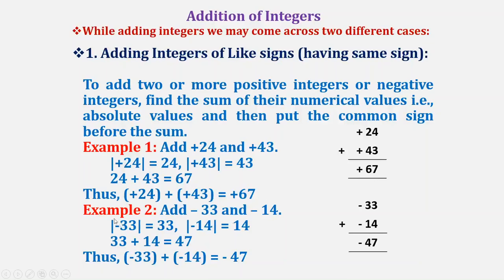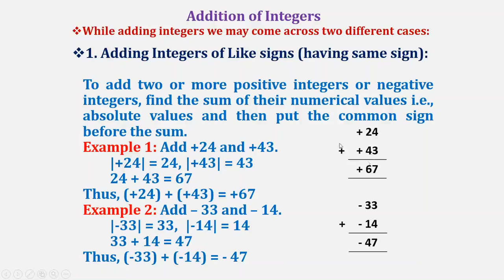Next, take another example, example 2: add minus 33 and minus 14. Here minus 33 and minus 14 have the same sign, so they have like signs. Here also you take the absolute values of minus 33 and minus 14, which are 33 and 14. Absolute value of minus 33 is what? Plus 33, and the absolute value of minus 14 is what? 14. So first add the absolute values, 33 plus 14, which is equal to 47. Now which sign do you have to put in front of this sum? The sign which is common to both the given numbers, which is minus. So minus 47.